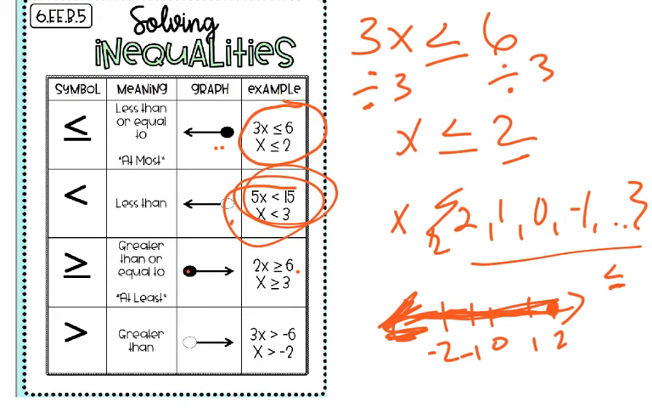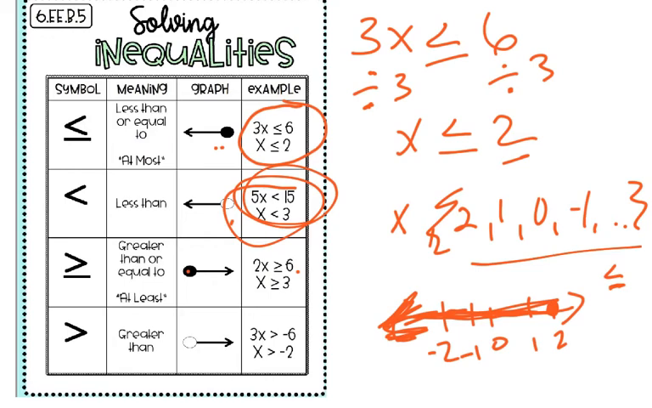Okay. So that's the big difference. If it has a less than or equal to or greater than or equal to, the number gets shaded in on the number line. If it's greater than or less than, it'll be an open circle on your number line. And again, you're going to shade either to the right or the left, depending on whether it's greater than or less than. Remember, greater than goes right, less than goes left, because numbers get smaller and smaller to the left and bigger to the right.